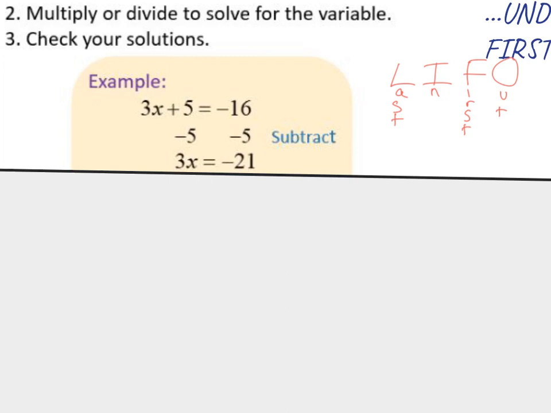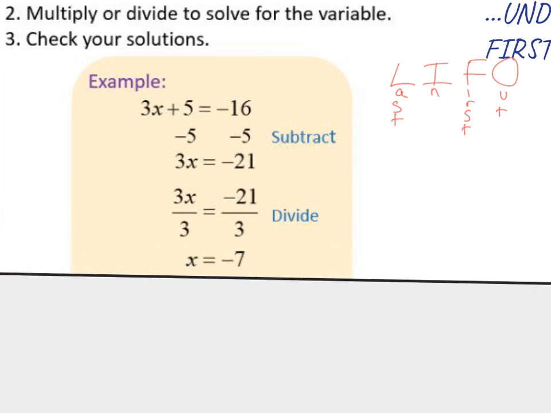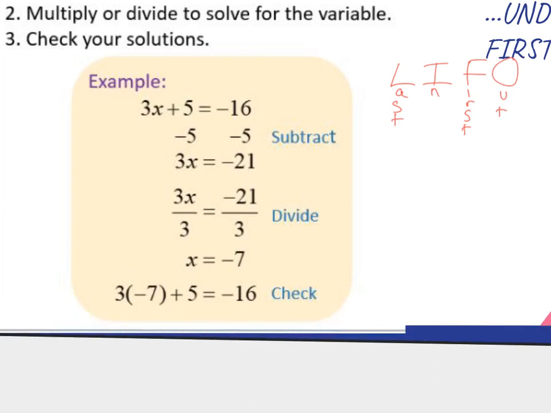Now you ask yourself, okay, x. In order to get that x by itself, I have to undo what is being done. And what is being done to x as you see it? It's being multiplied. And how do I undo that? Divide by 3. And so when I divide by 3, you get x is negative 7. And you can always check your work by plugging it back in. 3 times negative 7 is negative 21, plus 5 is negative 16.